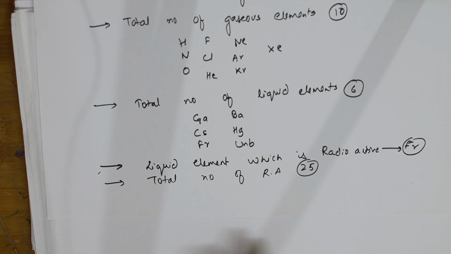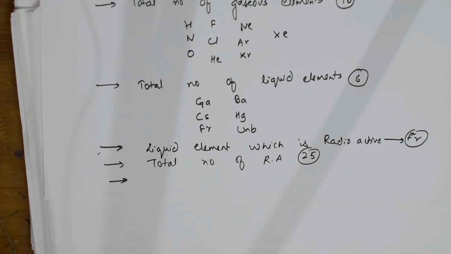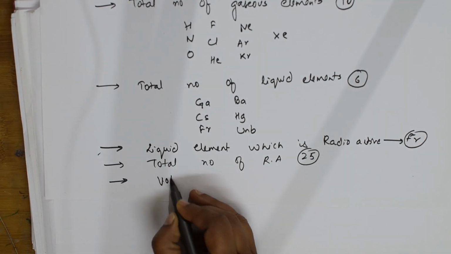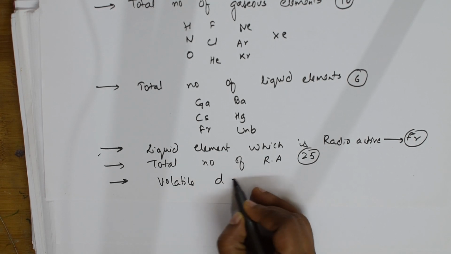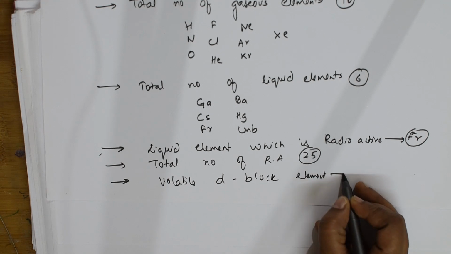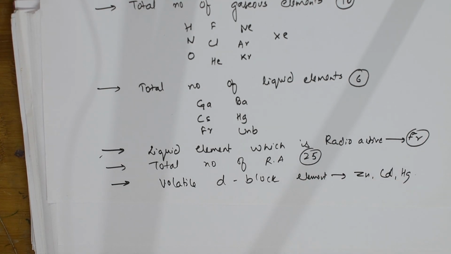So now, what is a volatile d-block element in this? Okay, we said there are liquids. So what is a volatile d-block element which we have? Let us write that. So volatile d-block element which we have is zinc, cadmium, mercury. Okay, done. So with the students, I think I've covered almost all the concepts of inorganic chemistry.